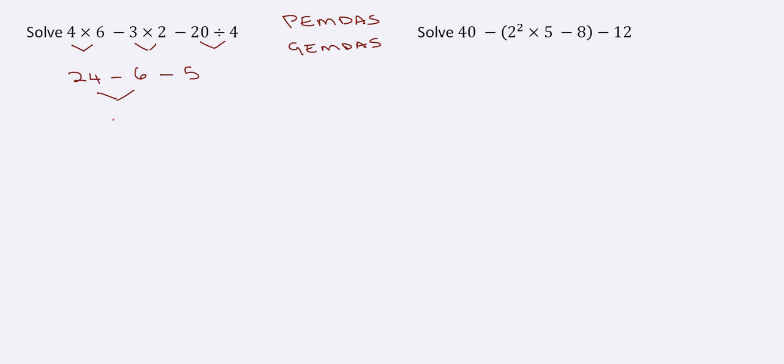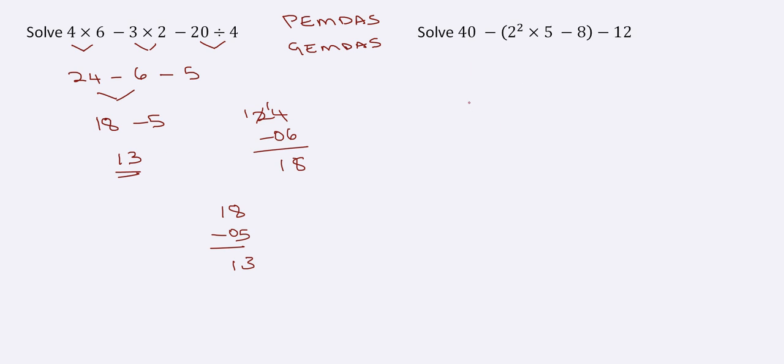24 minus 6, let's do it this way. 4 minus 6 can't do that, so we take 1 from here, makes 14. 14 minus 6, 8, and then this is 0. 1 minus 0, 1. So this is 18 minus 5. Let's go ahead and show that right here. Put a 0 here. 8 minus 5, 3. 1 minus 0, 1. So this is going to be 13.